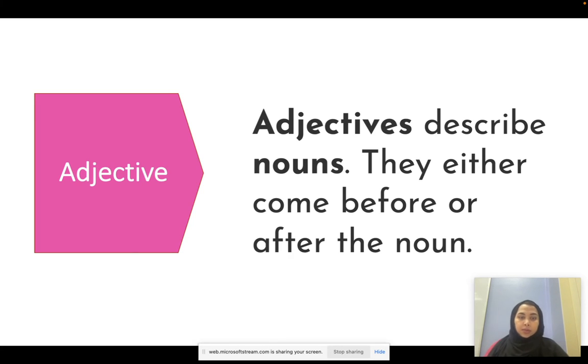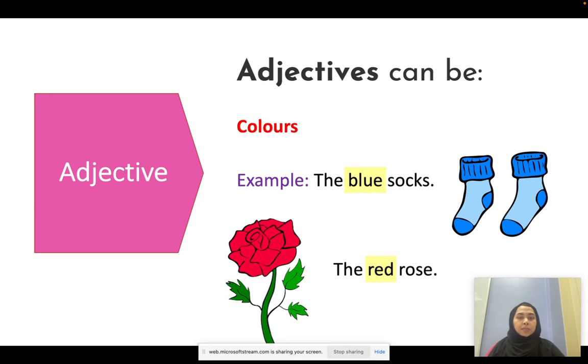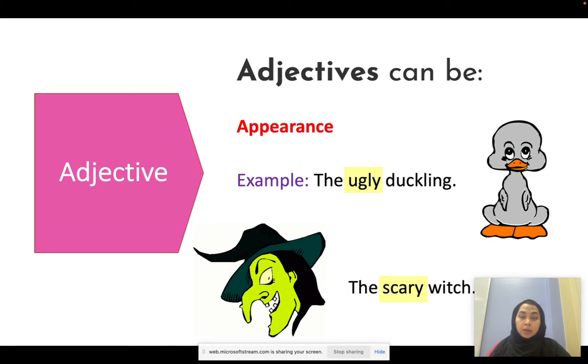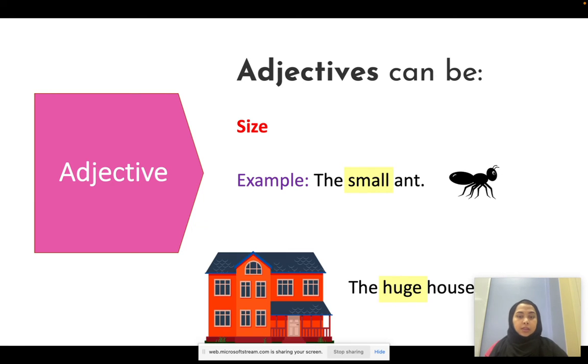The third thing we're going to learn about are adjectives. Adjectives describe nouns. They either come before or after the noun. Adjectives can be colors, such as the blue socks, the red rose. Blue and red are adjectives. Appearances, such as the ugly duckling, the scary witch, the beautiful girl. Any adjective you can think of that shows appearance. They can also show sizes, such as the small ant, the huge house.